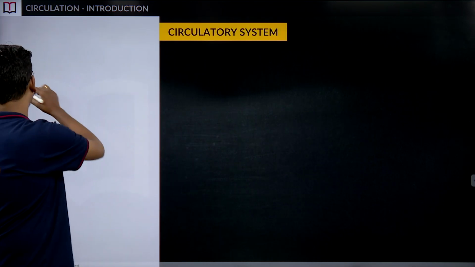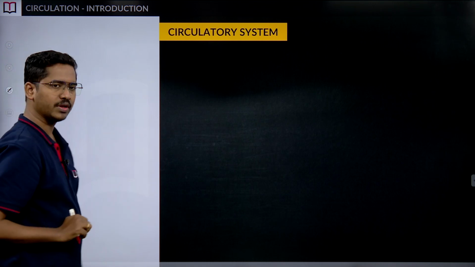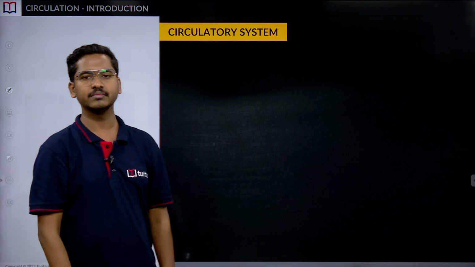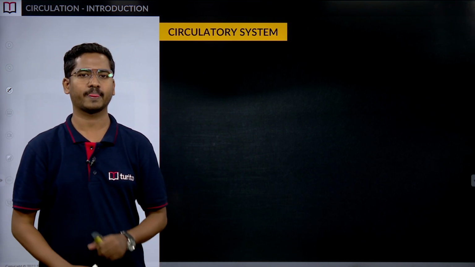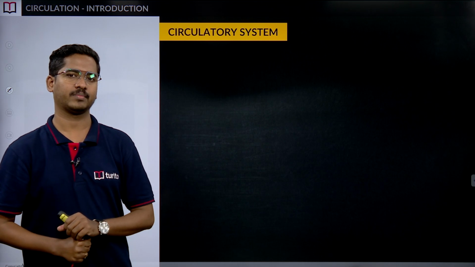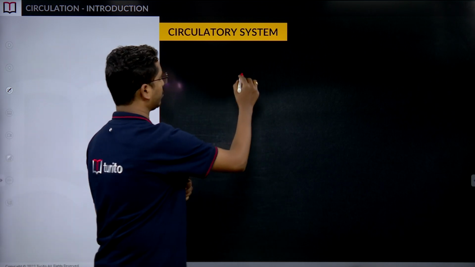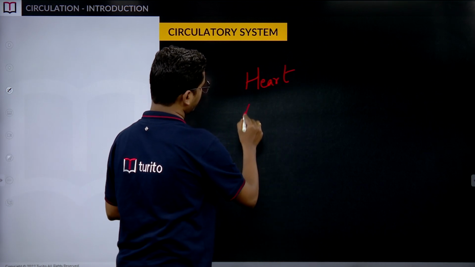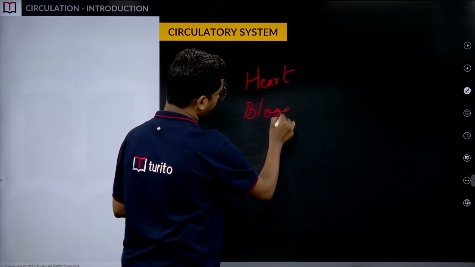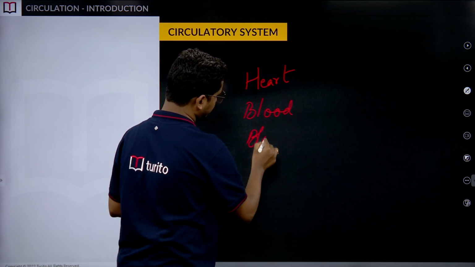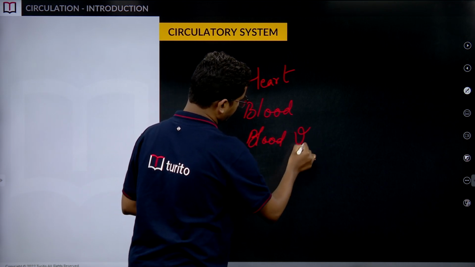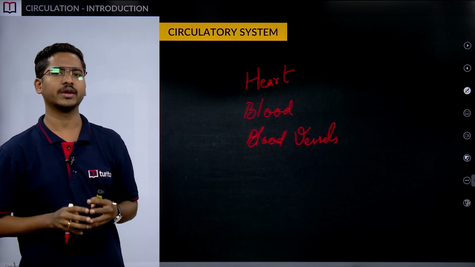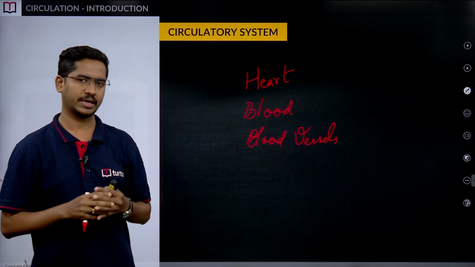So, first thing is the circulatory system. The moment, children, you think of the circulatory system, what is the first thing that pops into the head? Correct. I got a response here. You are dropping in here about the heart, and you said blood and blood vessels. This is what we get to see in the circulatory system.